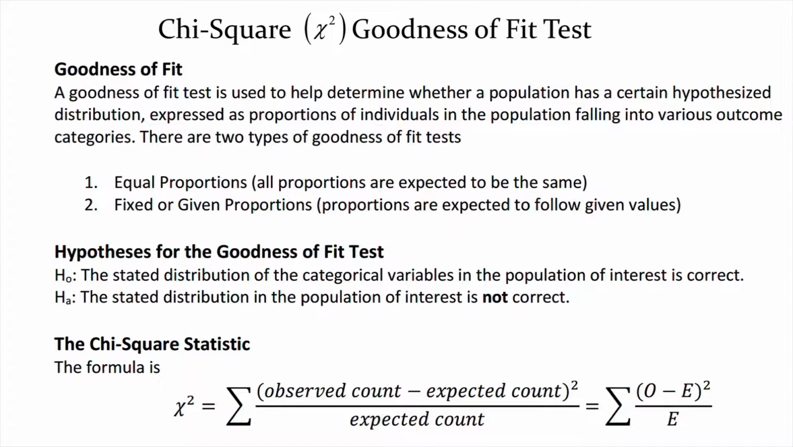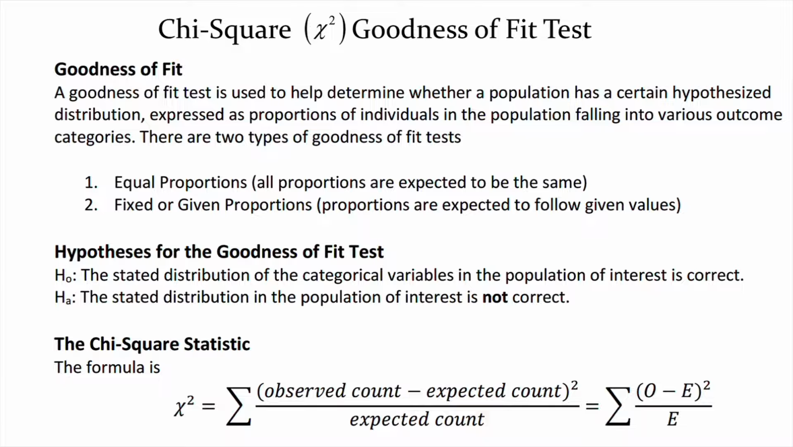Why do we do a chi-squared goodness of fit? A goodness of fit test is used to determine whether a population has a certain hypothesized distribution. If we know what that distribution should look like or will look like, we use a goodness of fit. How good does the data fit the way they're supposed to? That's why it's called goodness of fit. Expressed as proportions of individuals in the population falling into various outcome categories.